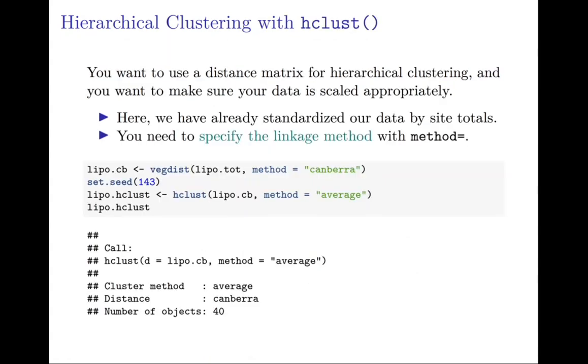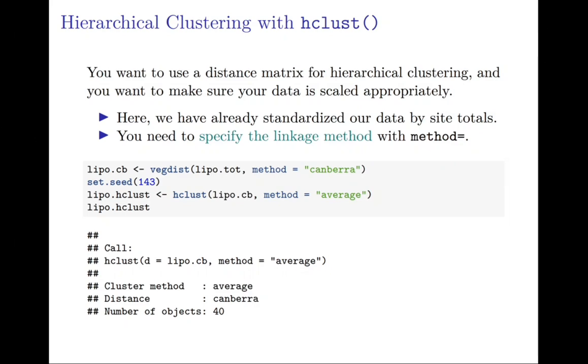Okay, so how do you actually run hierarchical clustering? You use the hclust function, and I misspoke earlier when I said that all of our methods that we're going to be talking about use XY coordinates, because actually hierarchical clustering needs a distance matrix. And so because of this, you want to make sure your data are scaled appropriately. Because we're going to use our LiPo data set again, you're going to standardize your data by site totals just to make sure everything is standardized.